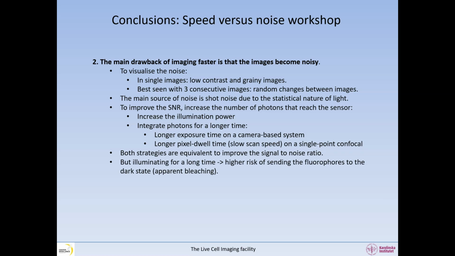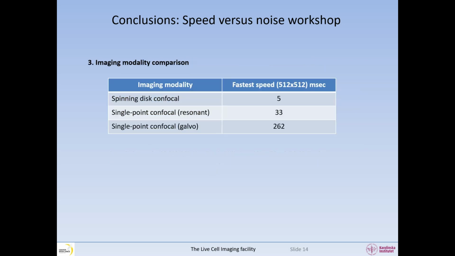Unfortunately, when we illuminate for a long time, we also have a higher risk of sending the fluorophores to the dark state, and this causes apparent bleaching. So if we look at the 3 modalities that we have compared here, a spinning disc confocal, single-point confocal with a resonance scanner, and single-point confocal with a galvanometric scanner, we can see that the spinning disc confocal is by far the fastest. The single-point confocal with a resonance scanner was next, but anyway much slower. And then much slower is the galvanometric scanner.